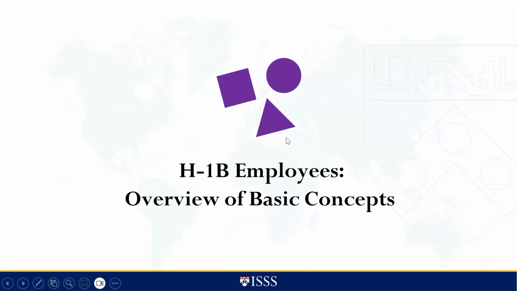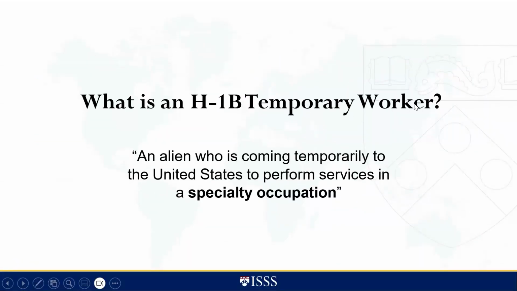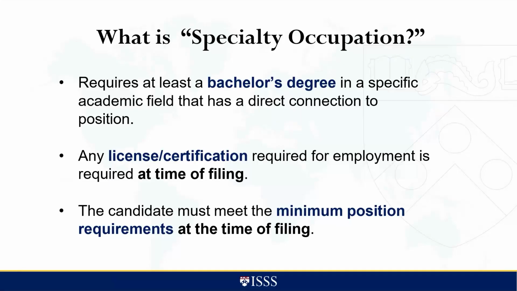Let's look at the basic concepts. The idea of an H-1B is a temporary worker. So what does that mean? It is an alien who is coming temporarily to the United States to perform services in a specialty occupation. That's the key to the H-1B, the specialty occupation part, which is why we're always asking for lots of different things about the position itself, such as the degree. An H-1B requires a minimum of a bachelor's degree in a specific field that has a connection to the position.